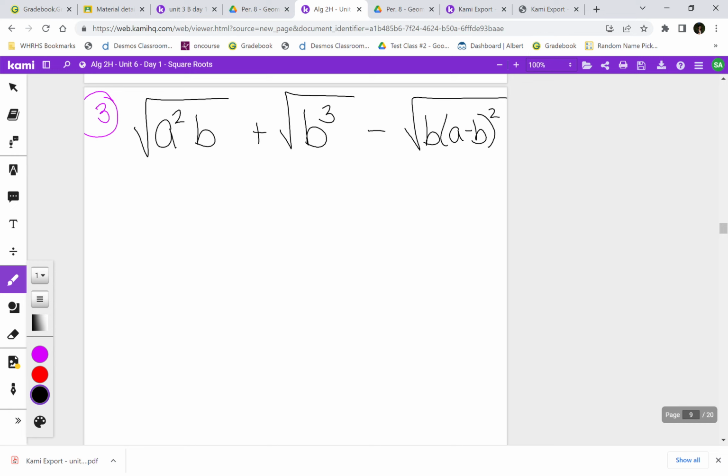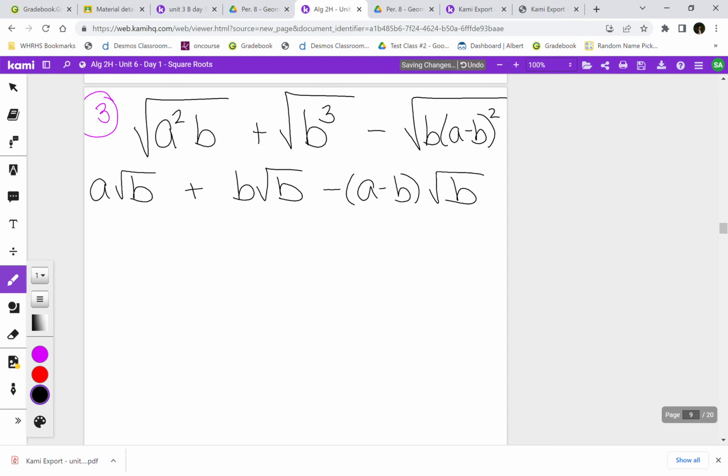I'm going to do this step by step. Can somebody tell me what they got for each radical when you simplified? Arish? For the first one, I got A root B. Perfect. The second one, I got B root B. Perfect. The third one, I got parentheses A minus B. All right. Did anybody not get this while simplifying?